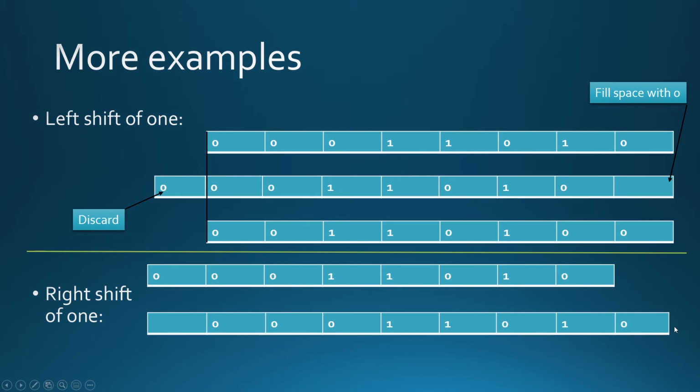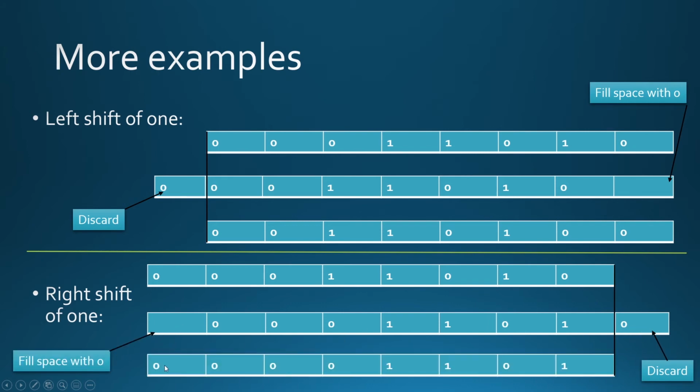How many bits have you used? 1, 2, 3, 4, 5, 6, 7, 8, 9. Too many. So let's chop it off. That's gone, discarded. Got a blank here. We've got to fill that with a 0. And here's your new number.